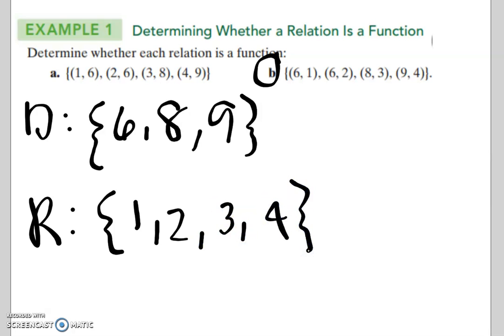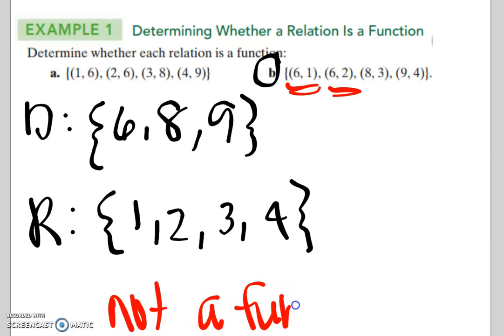So now I need to look at that and determine, is this a function or not? Well, notice right away, (6, 1), (6, 2). 6 has 2 y values, so it is not a function. Okay, take a look at the x values. It can only go to one y value.